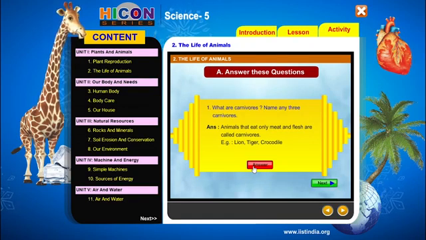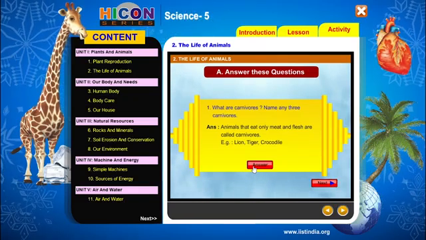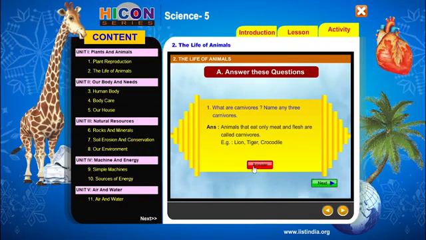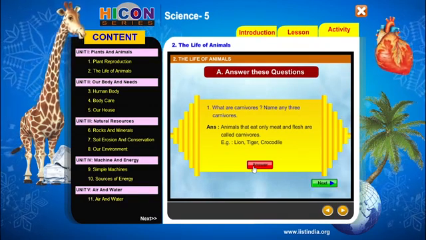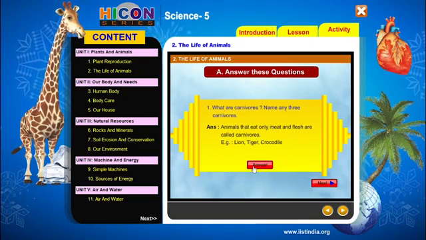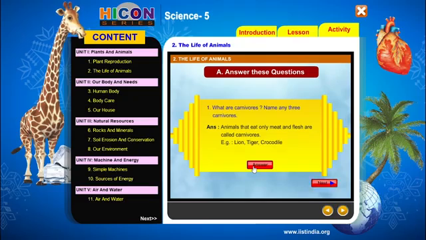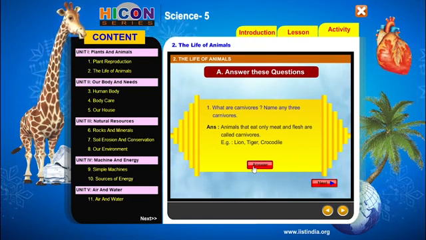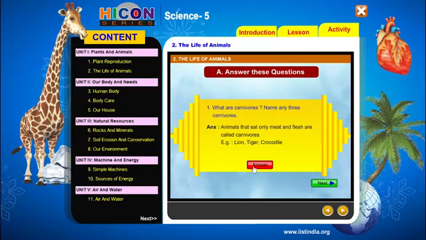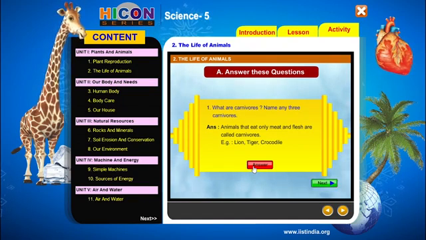Children, we have discussed already, these carnivores have some special arrangement in their teeth. That means they have long, pointed, sharp teeth. These teeth are helpful for these animals to tear the flesh and to eat the flesh. They also have strong claws and sharp nails. These strong claws and sharp nails help these animals to hold the flesh of their prey while eating the flesh. Also their claws and nails are helpful in killing the prey. Children, this is about carnivores. Once again, the animals that eat only meat and flesh are called carnivores. Now go to the second question.